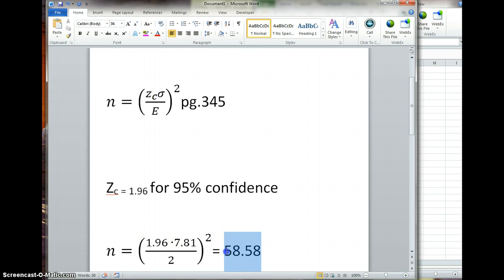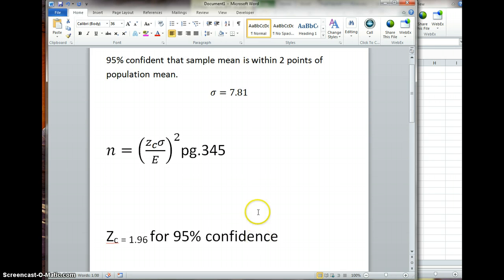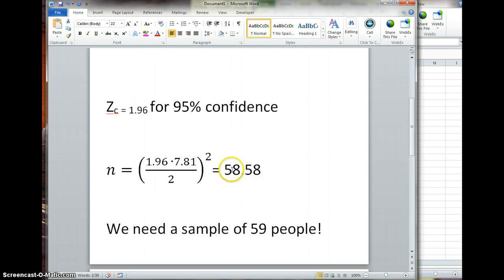And then you do the multiplication, division, make sure you do all that first, get a number, then square it, and you get 58.58. So what that means is, if we ask 58.58 people, or include that many people in our survey, we will be 95% confident that whatever the average is from those people, it's only 2 away. We're within 2 points. Of course, you can't do 58.58 people. You can't get a half a person. So we need to sample 59 people.